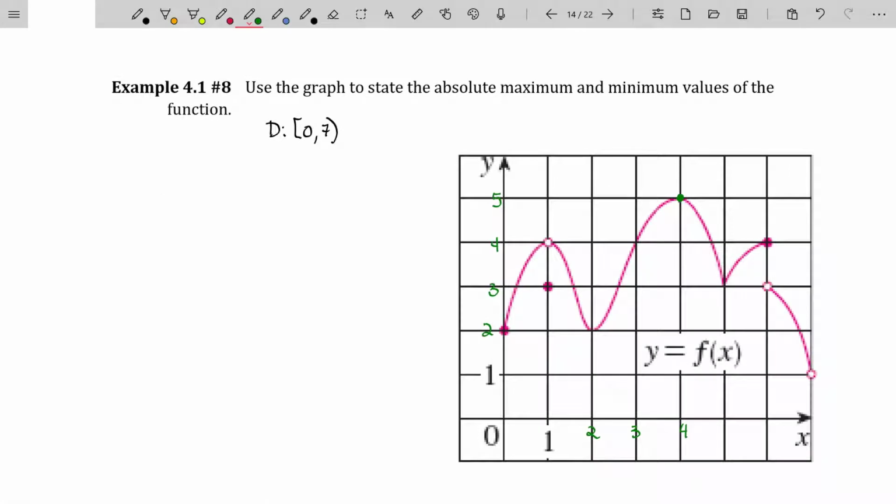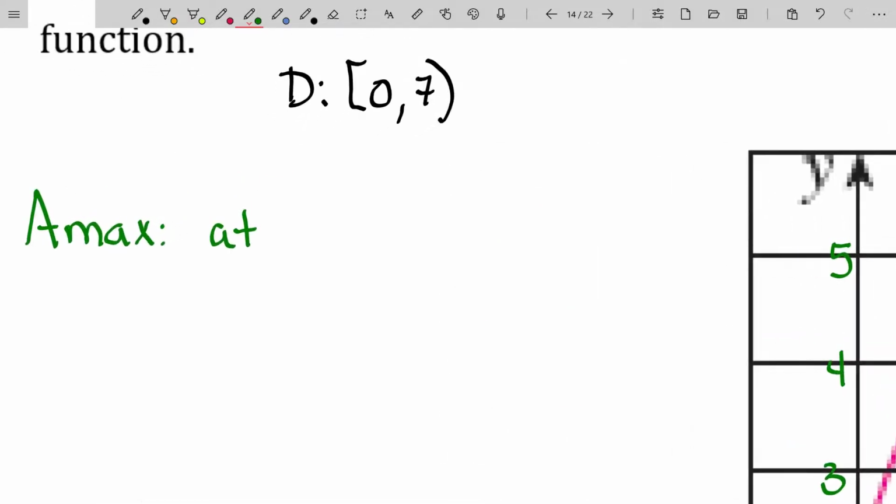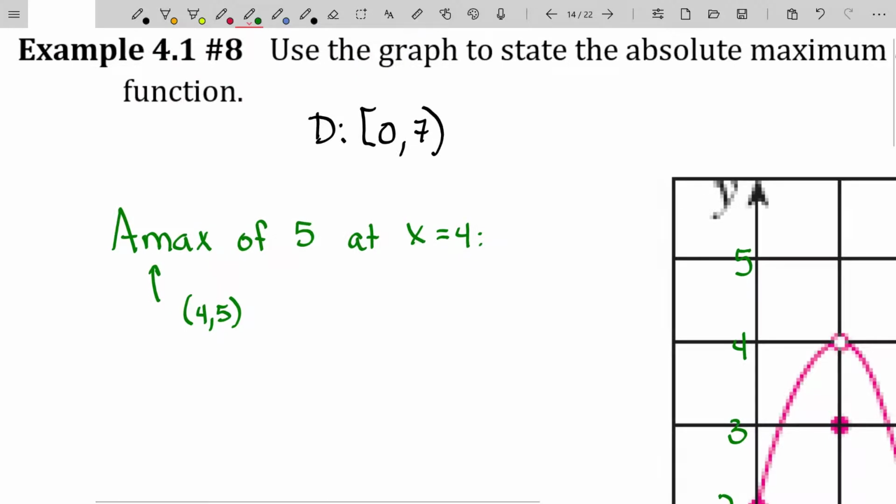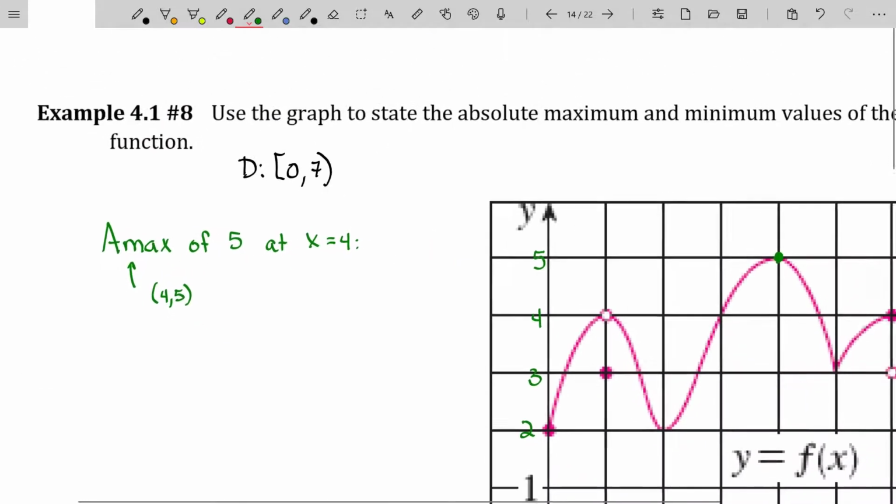So we have an absolute max, which I call an A max, at x equals 4, with a value of 5. Maybe I'll say it this way: absolute max value of 5 at x equals 4. Normally I just write absolute max 4, 5. That's what I normally write. That's why I was having a moment trying to figure out how to write that. But you have an absolute maximum value of 5 at x equals 4.